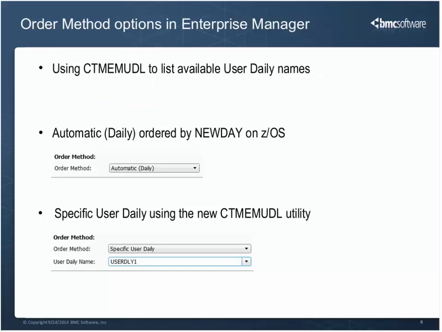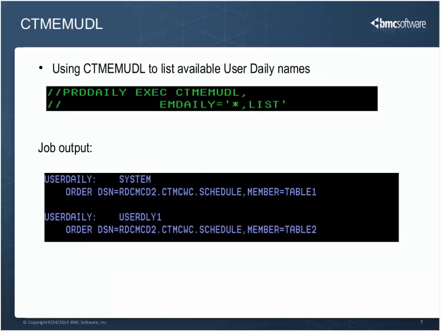Okay, the next thing we're going to have a look at is the new CTMEMUDL utility. This utility has two functions. First, you can see on screen here is list. And the list function basically allows you to list all user daily names along with associated table names and locations that are known to Control-M.